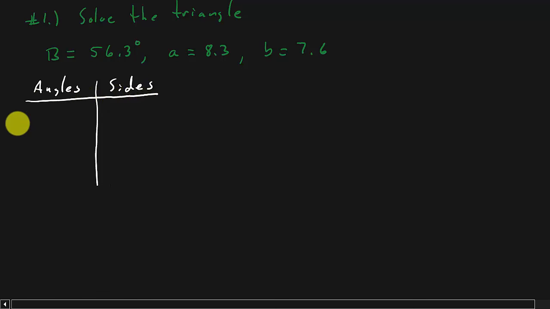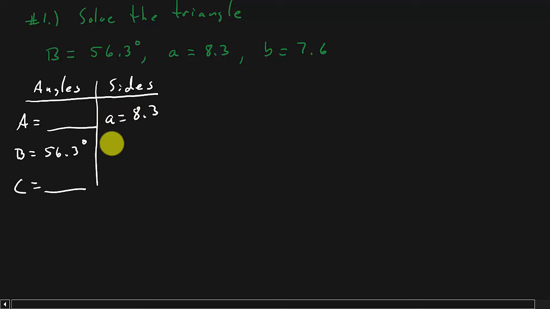And I like to label angle A, we don't know. Angle B is 56.3 degrees. Angle C, we don't know. Side A is 8.3, side B is 7.6, and side C, we don't know. So here you can see we can use the law of sines.